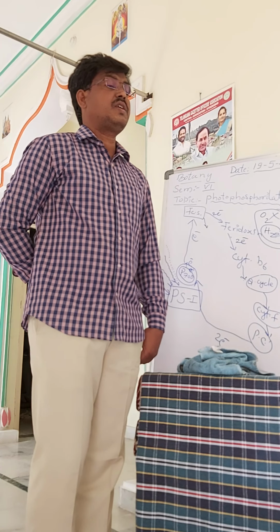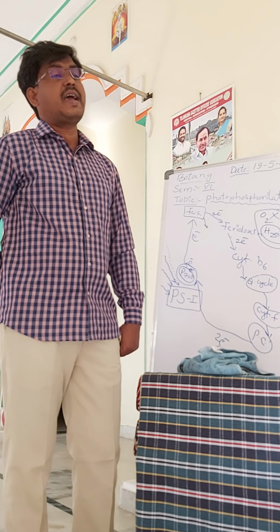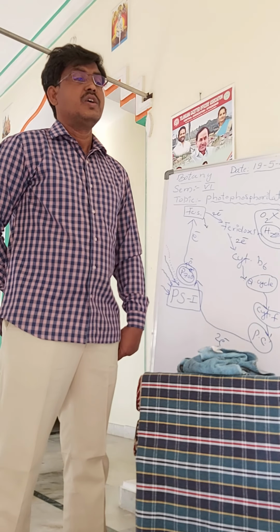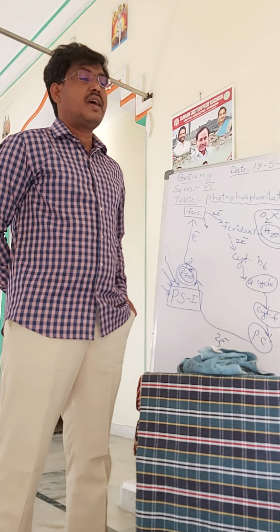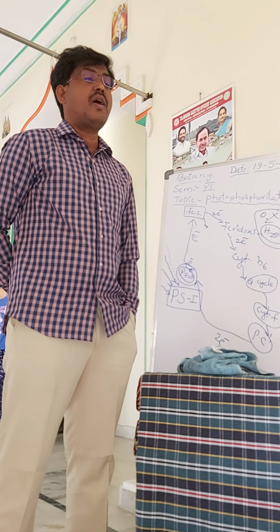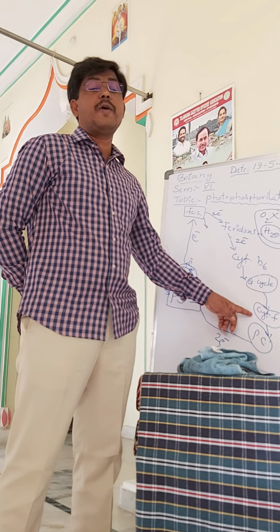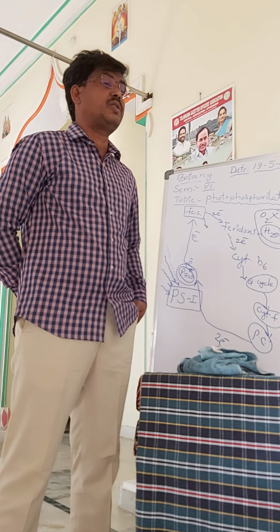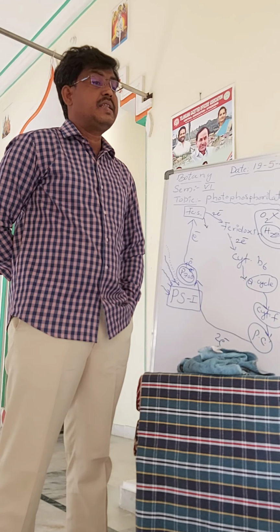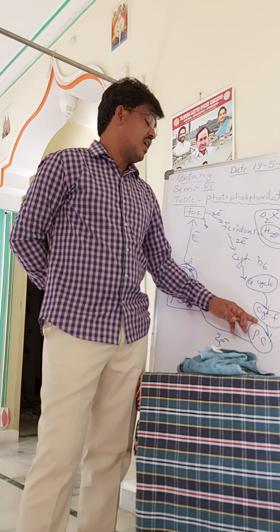membrane. When the plastoquinone is again oxidized, the two electrons and two protons are released from the plastoquinone. The protons are released into the lumen of the thylakoid membrane, and the electrons are transferred to the cytochrome F, and from there they reach the plastocyanin. So these electrons again transfer to the plastocyanin.